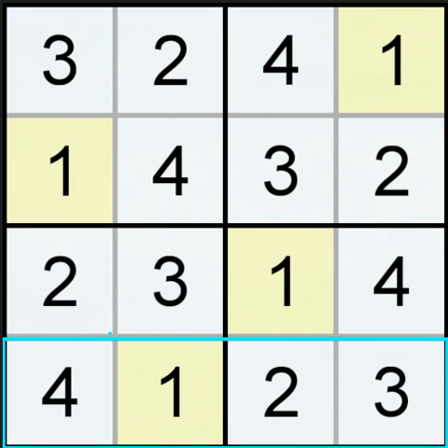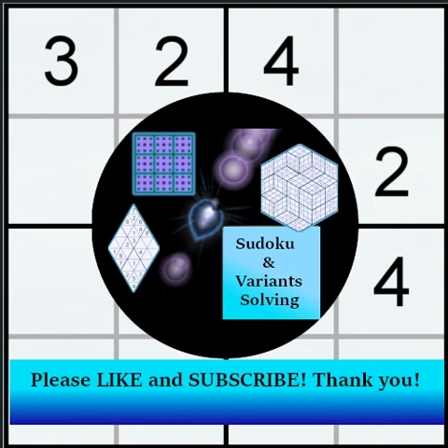Because this is the easiest Sudoku, we learn the easiest ways to solve Sudoku. The next Sudoku we will do is a medium 4x4. You will learn even more tricks to solving Sudokus.